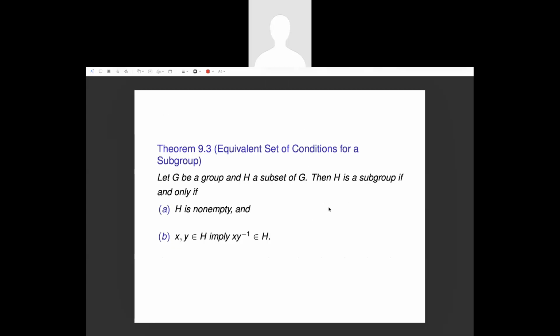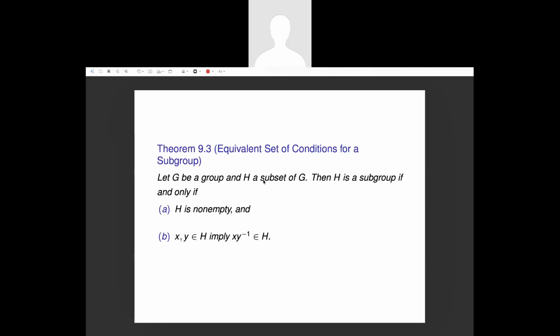Now we have another criterion. We combine the last two properties together. H is non-empty, and closure and inverse can be combined into this form: if x and y are elements of H, then x y inverse is also an element of H.